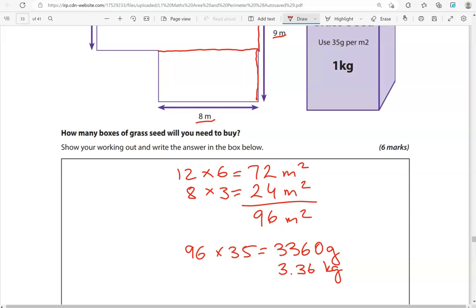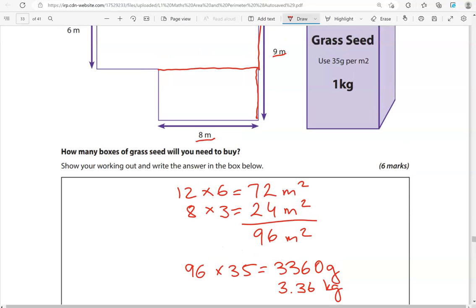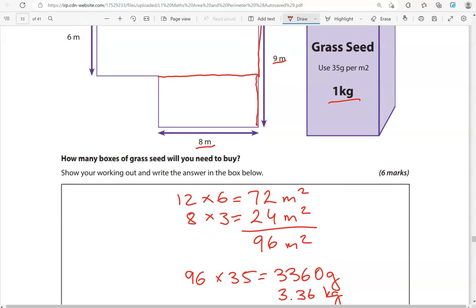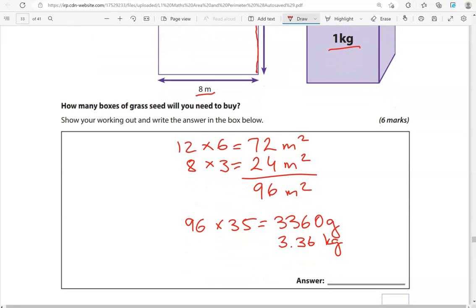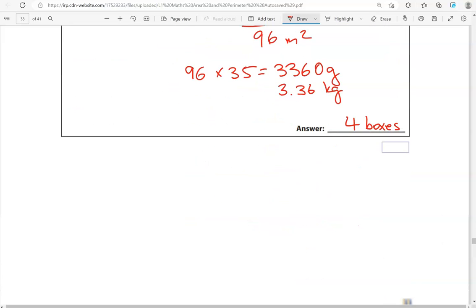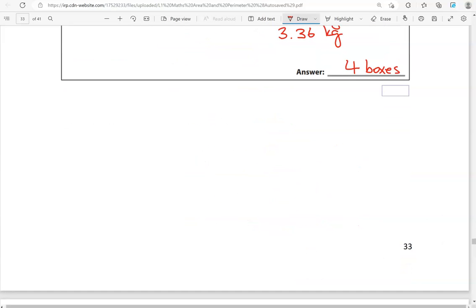So in a box there is 1 kilogram of seeds, so 4 boxes will be needed, as this is more than 3 kilograms. So let's say 4 boxes. We can't buy part of a box, and we can't buy less than what is needed.